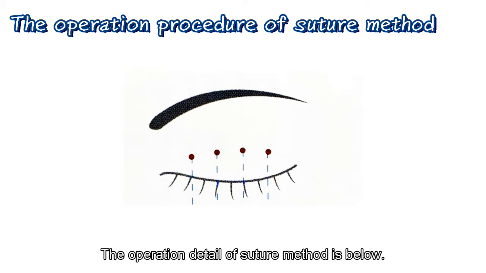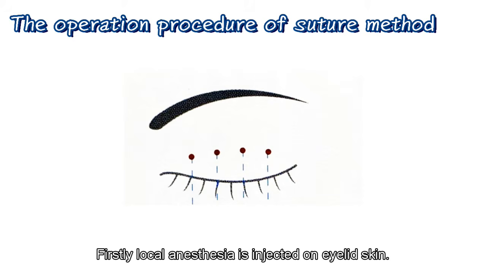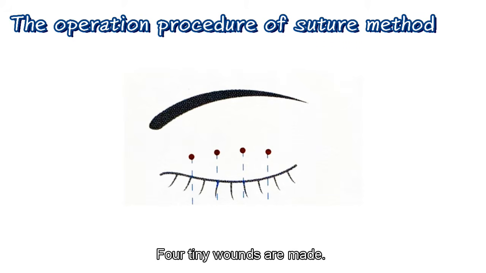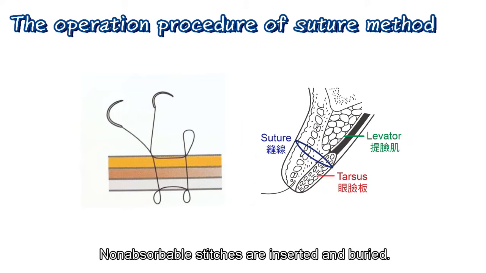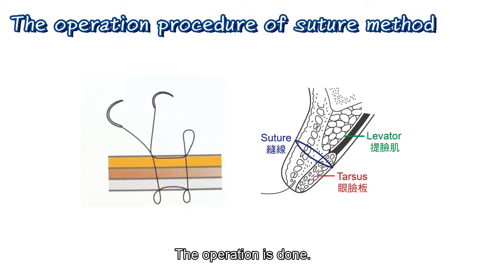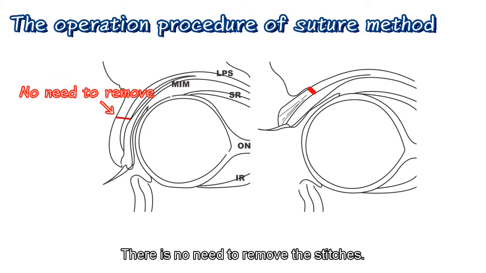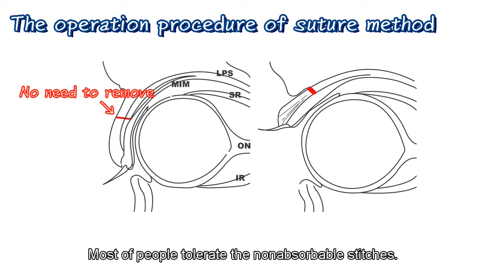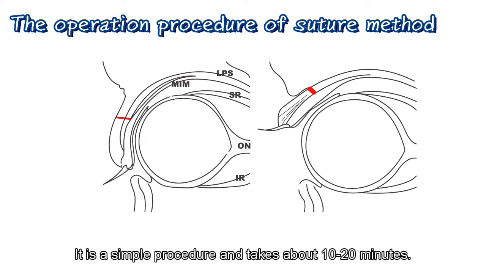The operation details of suture method are below. Firstly, local anesthesia is injected on eyelid skin. Four tiny wounds are made. Non-absorbable stitches are inserted and buried. The operation is done. There is no need to remove the stitches. Most people tolerate the non-absorbable stitches. It is a simple procedure and takes about 10 to 20 minutes.